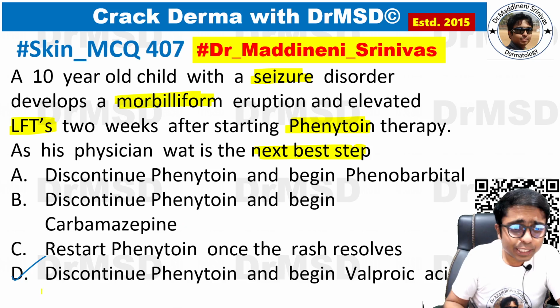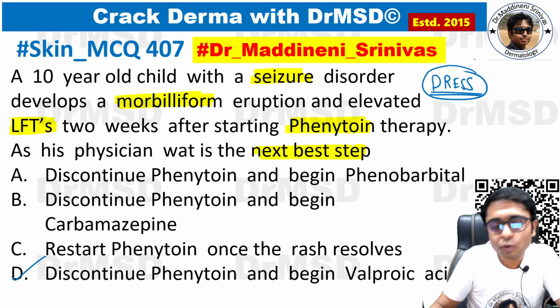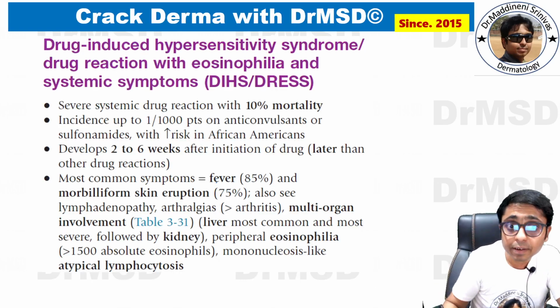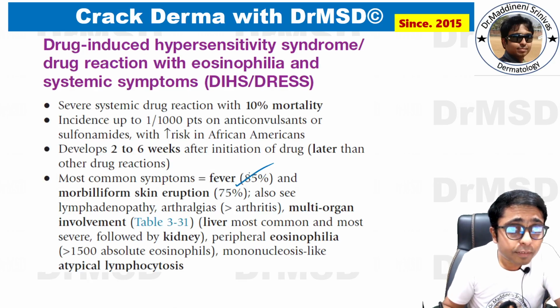So with all these clues, I hope you have understood what is the diagnosis. The diagnosis is DRESS. It is DRESS, which full form is drug reaction with eosinophilia and systemic symptoms. What are those symptoms? Most important one is fever. The patients are going to have fever and they are also going to have morbilliform eruption.